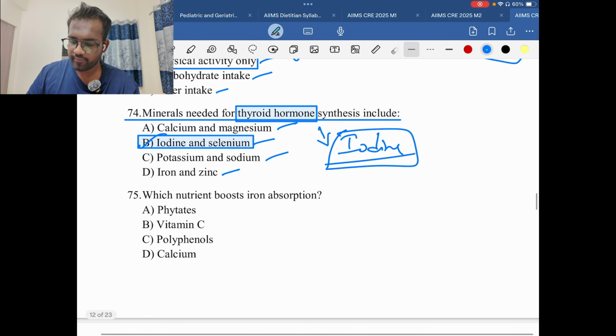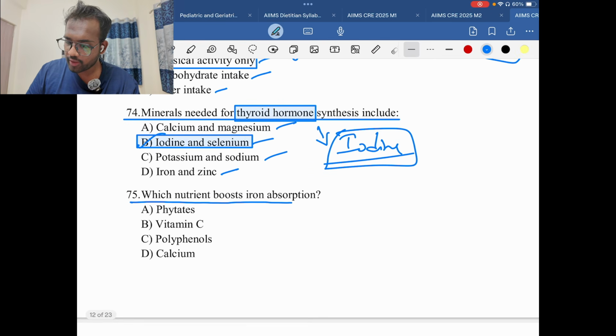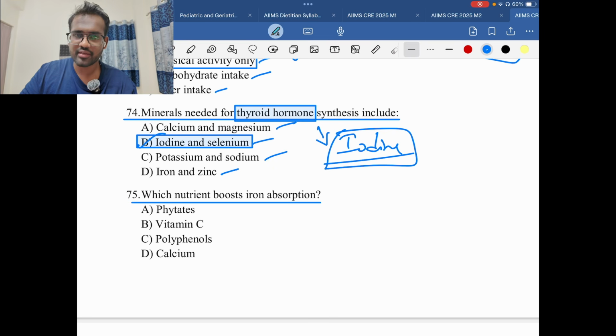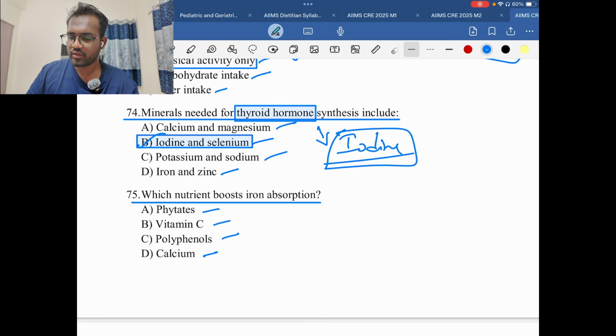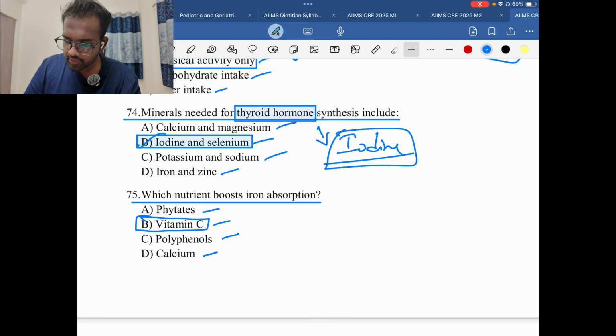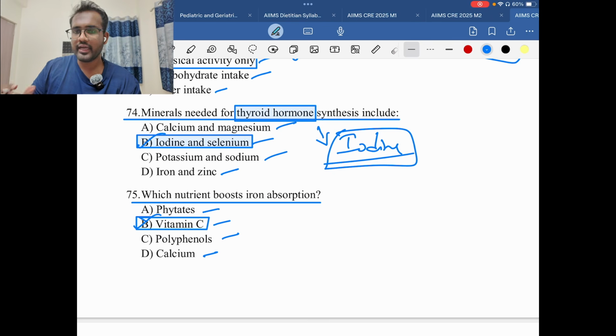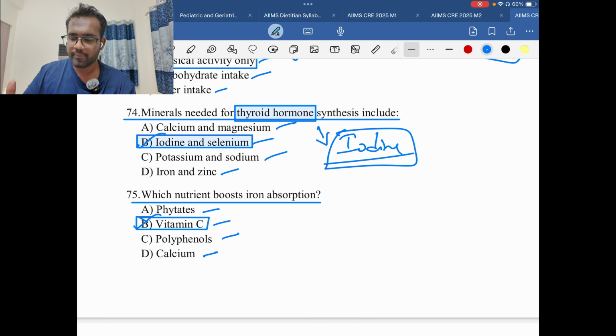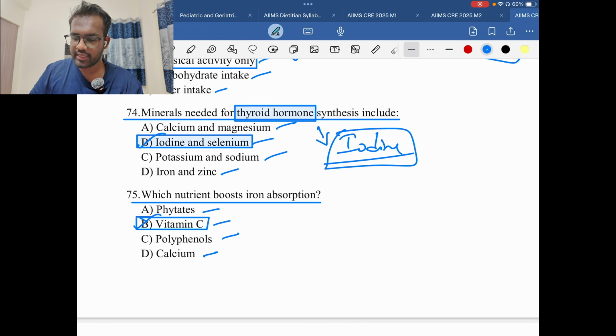Question number 75. Which nutrient boosts iron absorption? This is also a very easy question. We have discussed it in this video itself. Phytates, vitamin C, polyphenols, calcium. So the nutrient which boosts iron absorption is vitamin C. In the presence of ascorbic acid, vitamin C, iron absorption increases in the blood, which leads to a good amount of RBCs in the blood and prevents anemia. So this is the answer.